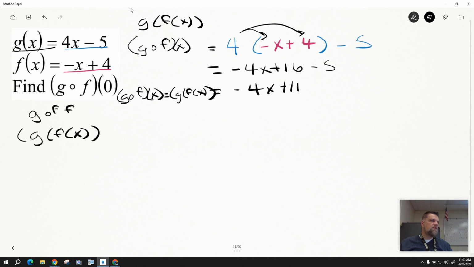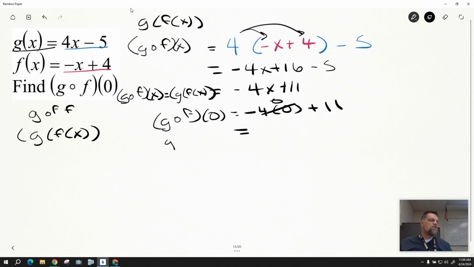But now they want us to evaluate that at 0. So if I say G of F evaluated at 0, I end up with negative 4 times 0 plus 11. This becomes 0. So G of F of 0 equals 11. So let me just double check that real quick and make sure that's the right answer. Yeah, that's one of our options. Okay. Any questions on that one?